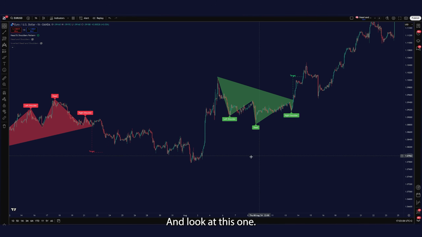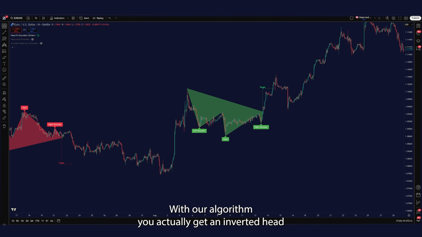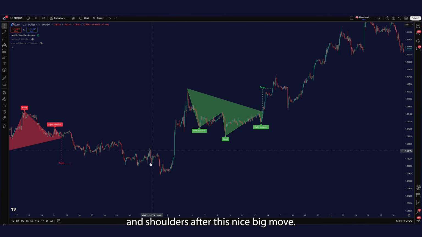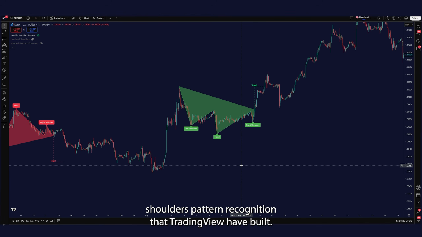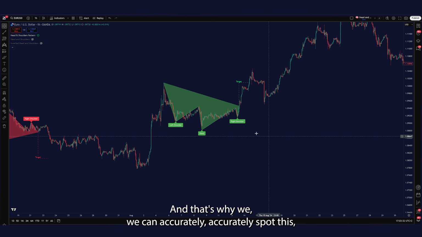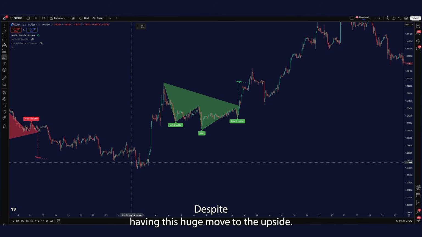All right, and look at this one. This is the best part with our algorithm. You actually get an inverted head and shoulders after this nice big move. And that will not happen with the inbuilt inverted head and shoulders pattern recognition that TradingView has built. Our algorithm is more flexible, and that's why we can accurately spot this inverted head and shoulders despite having this huge move to the upside.